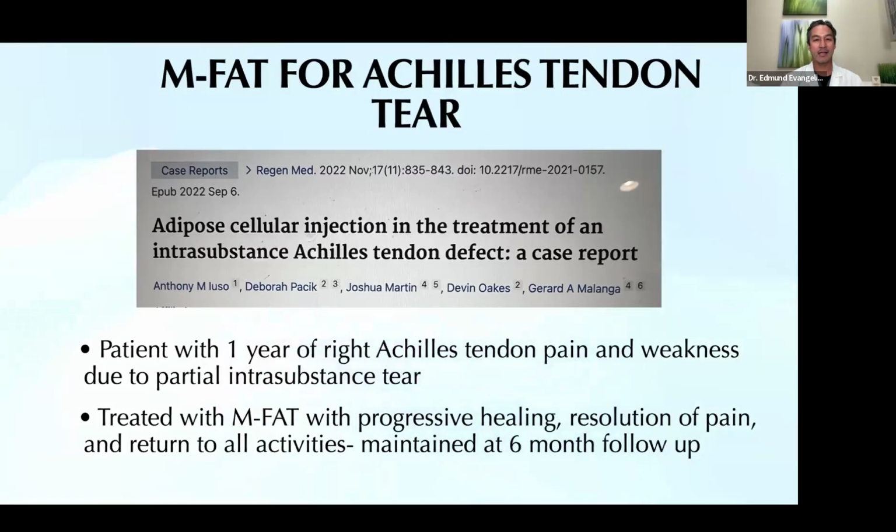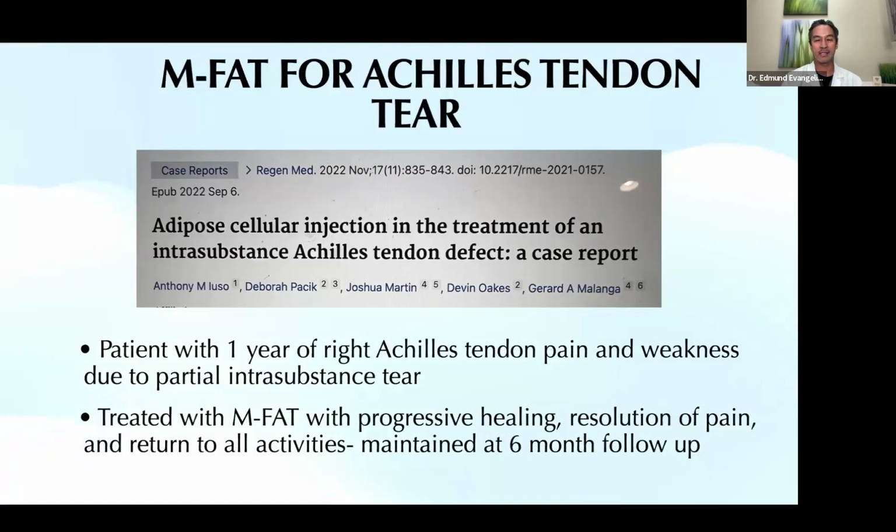Okay, the next study I'll present is a case study published in November of 2022 using MFAT for an Achilles tendon tear. They presented a patient with a 1 year history of right Achilles tendon pain and weakness due to a partial intrasubstance tear of the Achilles tendon, treated with MFAT. The patient showed progressive healing, resolution of pain, and return to all activities, which was maintained at 6 months follow-up.